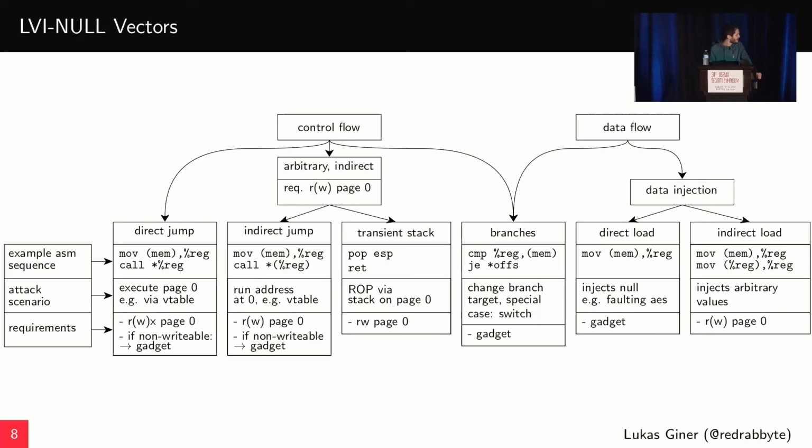So I don't know if you can read this very well, but I'm going to go through it quickly. We categorize this into several types of injections. Those are gadgets for control flow and data flow. For control flow, we have direct jumps, where we can inject a 0 into a function pointer, and then that would execute on page 0. An indirect jump, where we inject a 0 one step earlier, and then the target address would be loaded from address 0. Then we could construct a transient stack. We could influence branches. So if we inject a 0 there, we can change direct loads directly to 0. This is something that Jo used to break AES, for example. And then we have, lastly, indirect loads.